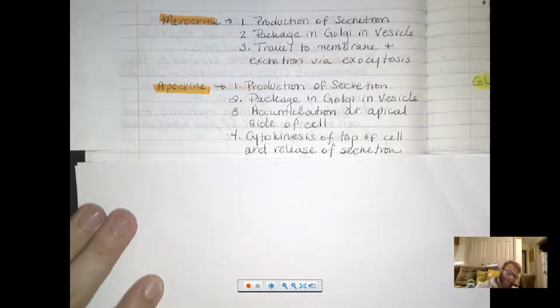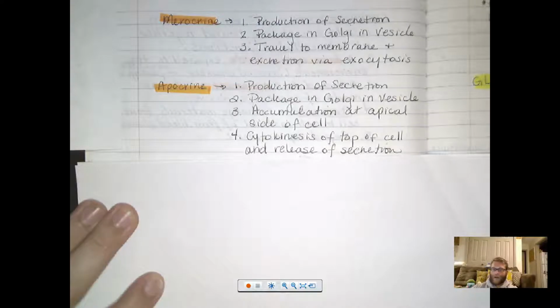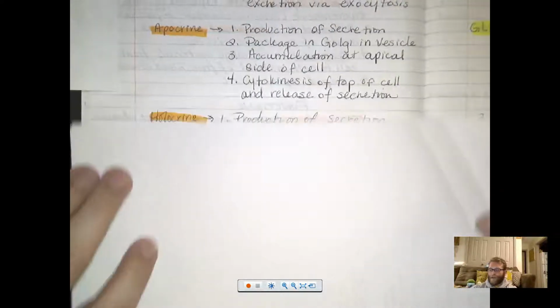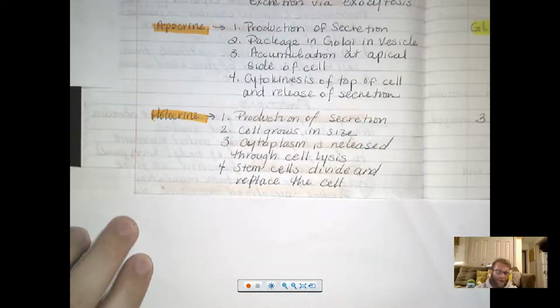So remember, with apocrine glands, your cells are not dying, only part of them is being removed. All right, so then our last example after apocrine is holocrine. So holocrine, remember, this is where our cell wholly dies. All right, so we have one production of secretion. Okay, so your cell is producing the material yet again. Okay, but again, we're not packaging it in a vesicle.